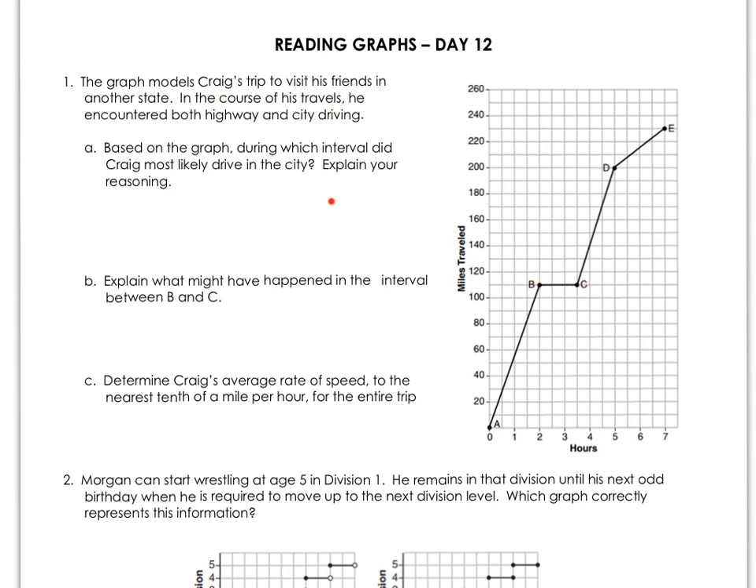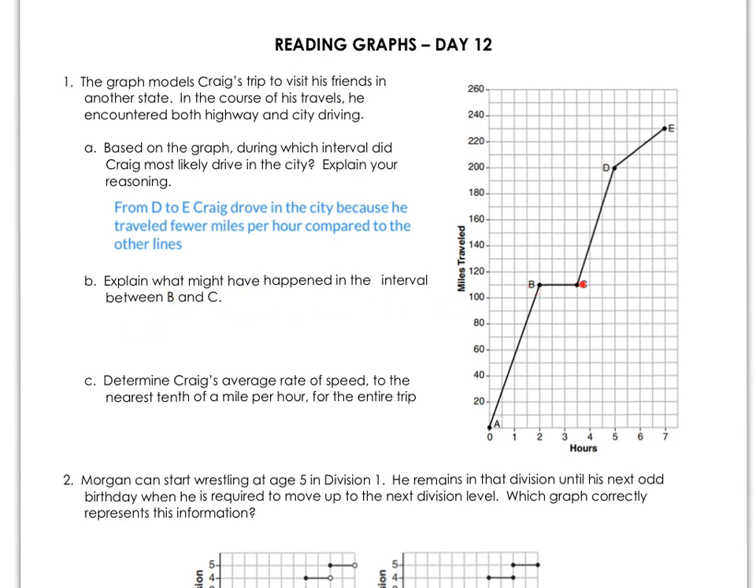So where do we think that he most likely traveled in the city? Well, if I think of the city, driving in the city means that there's a lot of stopping, you can't go as fast as you can on a highway. So I think from D to E, Craig drove in the city because he traveled fewer miles per hour compared to the other lines.